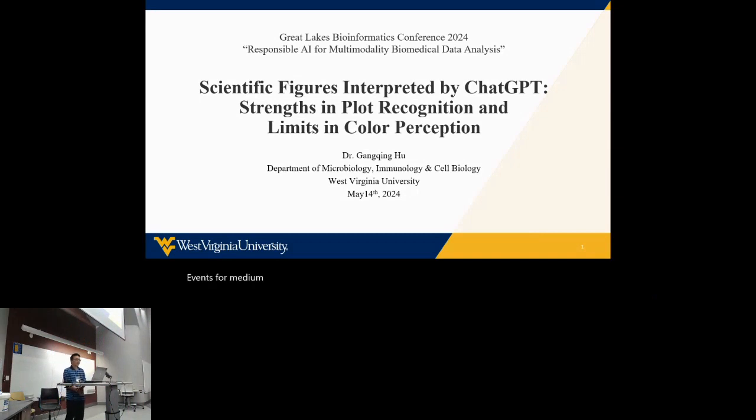So we have talked about the recent findings on the strengths and limitations of GPT-4 in understanding mathematics figures.